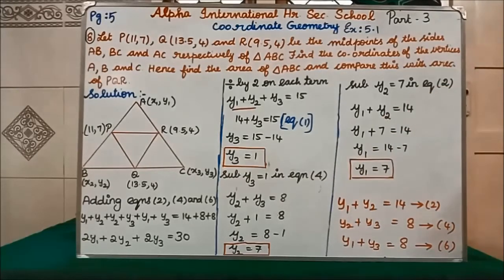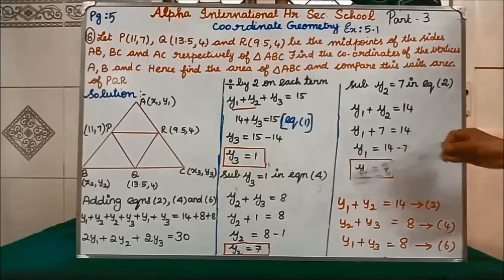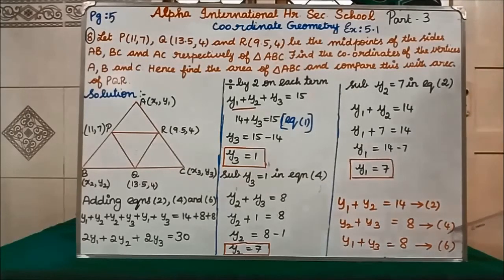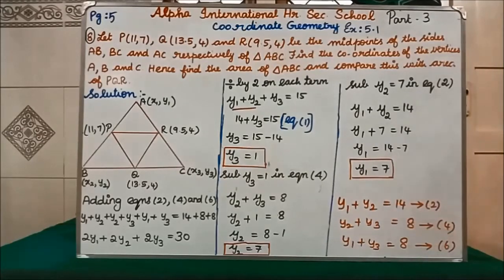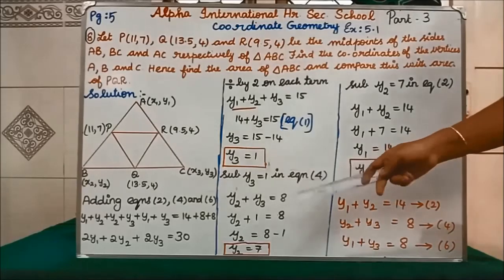Now next, another value we have to find, isn't it? So substitute y3 equal to 1 in equation 4. Equation 4 is what? This is our equation 4: y2 plus y3 equal to 8. y2 value we don't know, right?